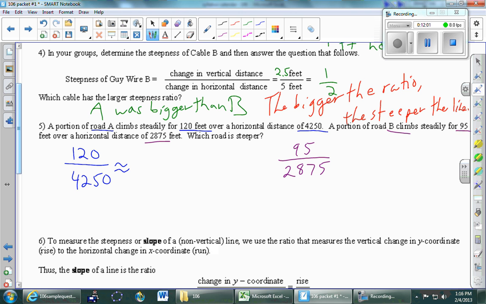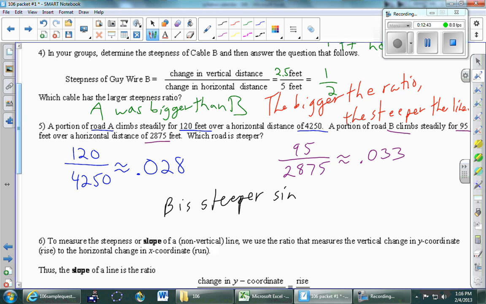What's the first one, roughly? 0.028. It doesn't tell me anything yet about whether that's the steeper one. It's only going to be there for comparison purposes. How much is the other one when we type it in? 0.033. So those numbers don't mean anything to me by themselves, but I can compare them. So which road is steeper, A or B? B is steeper because it's bigger. This is the thing we wrote right up there in red. Bigger number, steeper the line. So B is steeper.